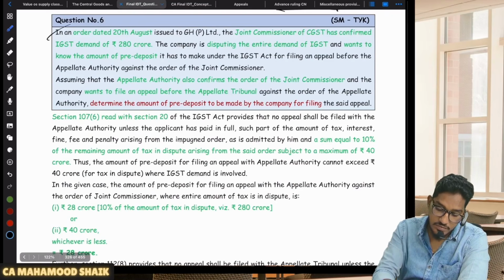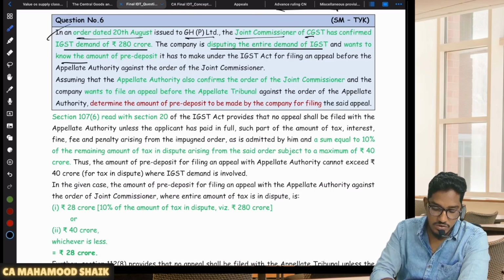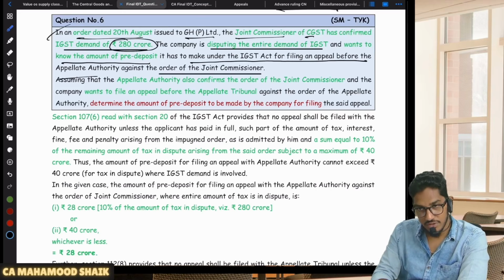Next. In an order dated 28th of August, issued to GHP Limited, the Joint Commissioner of CGST has confirmed IGST demand of 280 crores. The company is disputing the entire demand of IGST and wants to know the amount of pre-deposit it has to make under the IGST Act for filing an appeal before the appellate authority against the order of the Joint Commissioner. Tell me how much they are required to deposit. What is the disputed amount? Total 280, 10%. 10% will be how much? 28 crores. Subject to a maximum of 40, because it is IGST, subject to a maximum of 40. So 28 only you have to deposit.